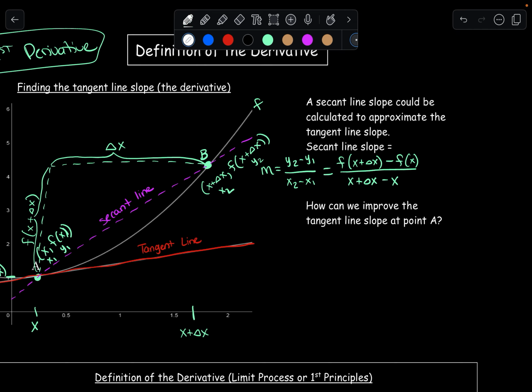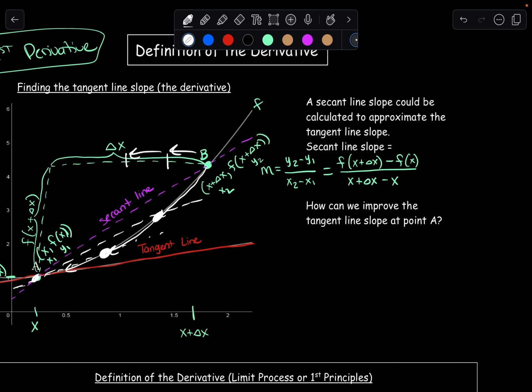So if we look at B, let's say that we slide B to here. If we created a new secant line, then the slope of that secant line is closer to what the slope of that tangent line is. So let's slide it again. So I slide it a little bit closer, and I'm still using delta x as the change in x. But each time I slide B, if you notice, delta x is becoming smaller and smaller and smaller.